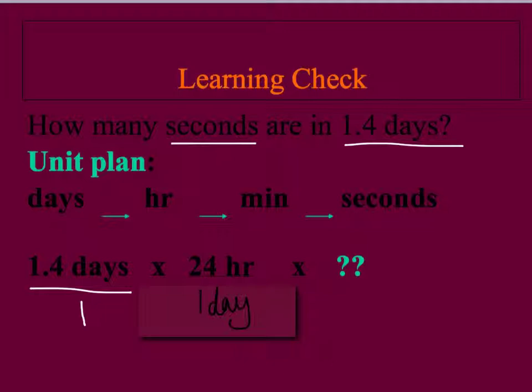So we have to make a unit plan. So here, what we do know is we can get from days to hours, right? In one day, there's 24 hours. Okay, now when we're at hours, we can go to minutes. In every 1 hour, there's 60 minutes. And from minutes, we know the relationship with seconds. In every 1 minute, there's 60 seconds. So using all of those different relationships, we can use multiple steps to get to our answer and our units that we want, which is seconds.